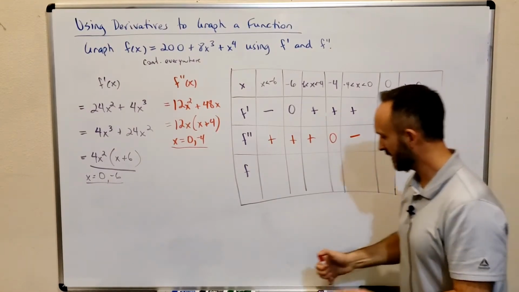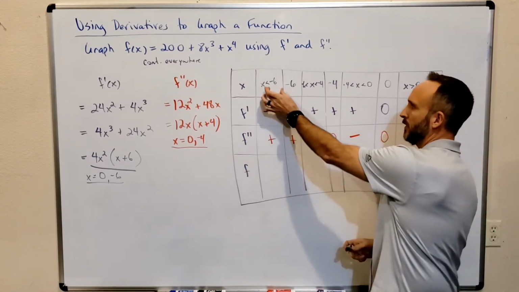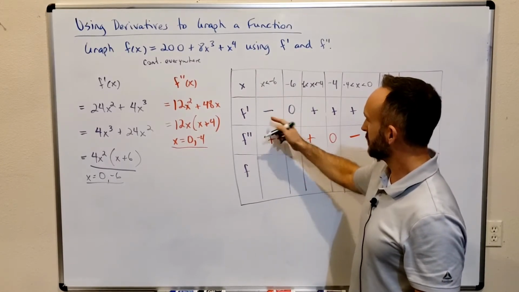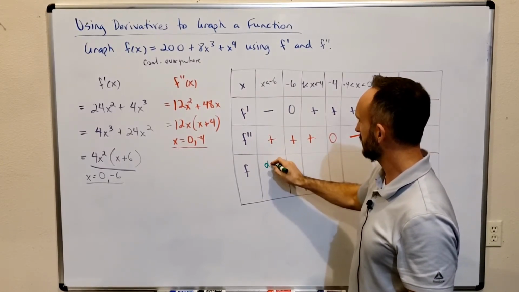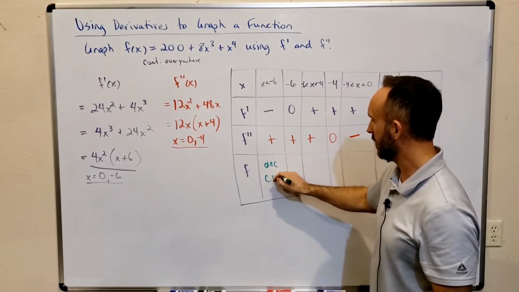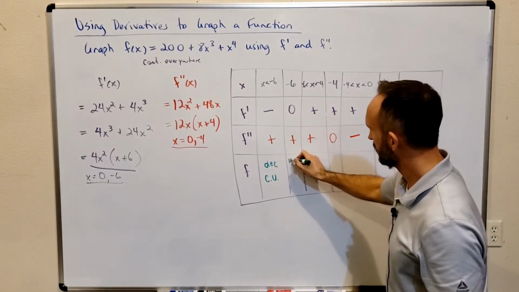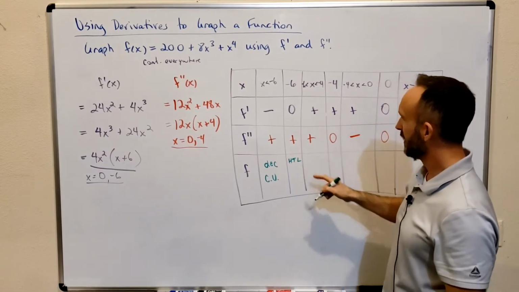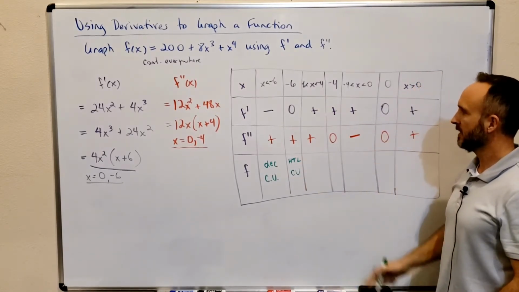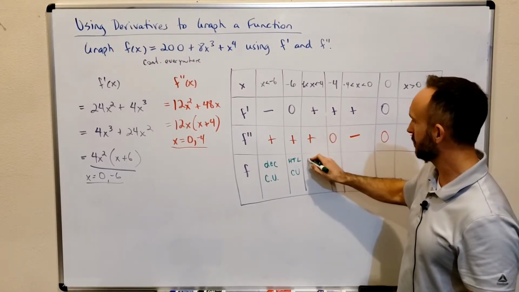Now, we can put all of this together to see what we can figure out about f. So here, whenever x is less than negative 6, I know that f prime is negative, so we know f is decreasing. And f double prime is positive, so we are concave up. Here, f prime is 0, so we have a horizontal tangent line, and f double prime is positive, so we're still concave up. F prime is positive, f double prime is positive, so we are increasing and concave up.